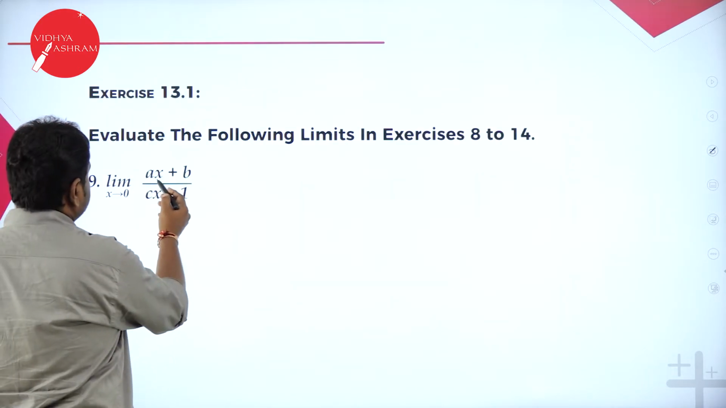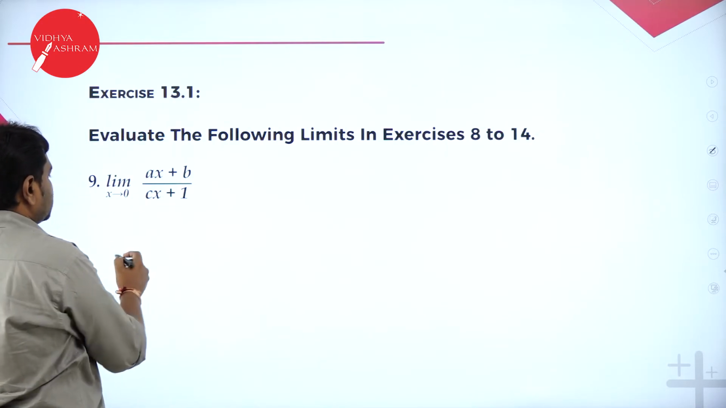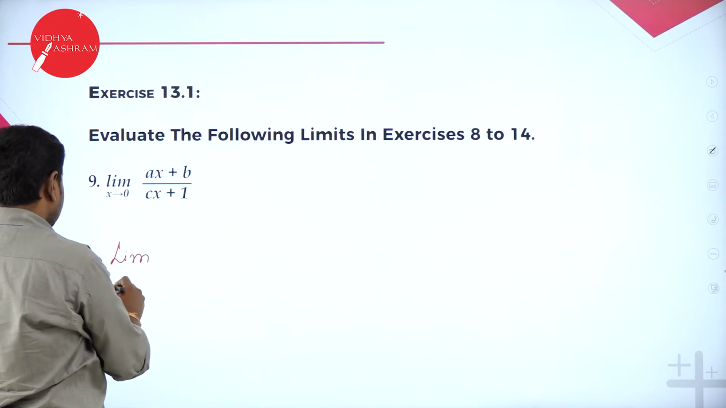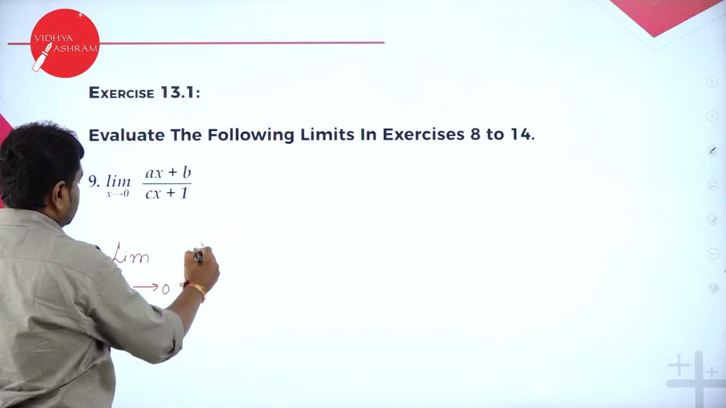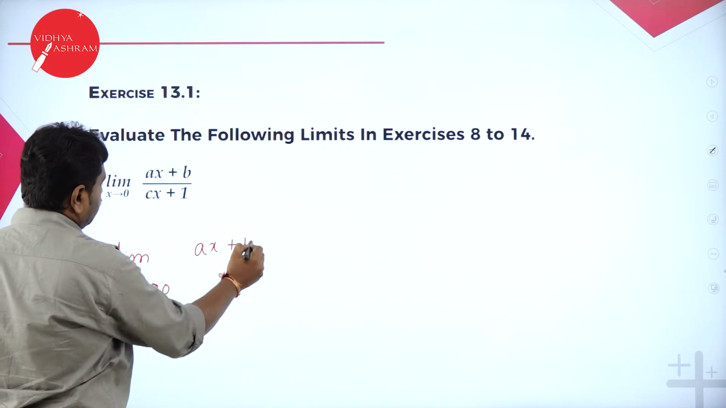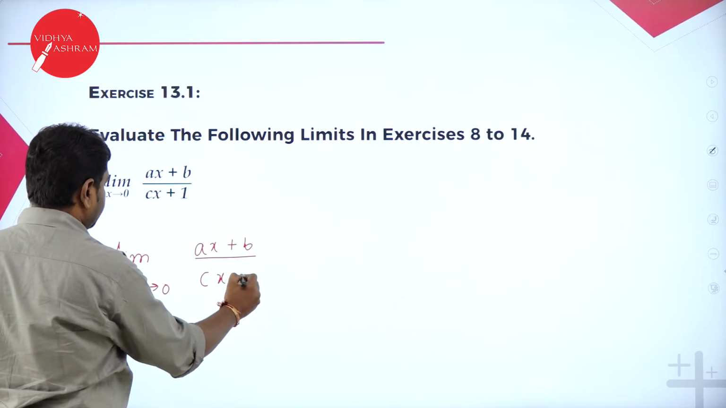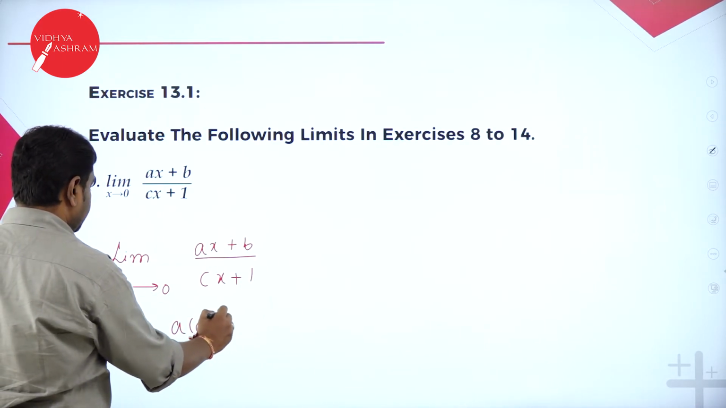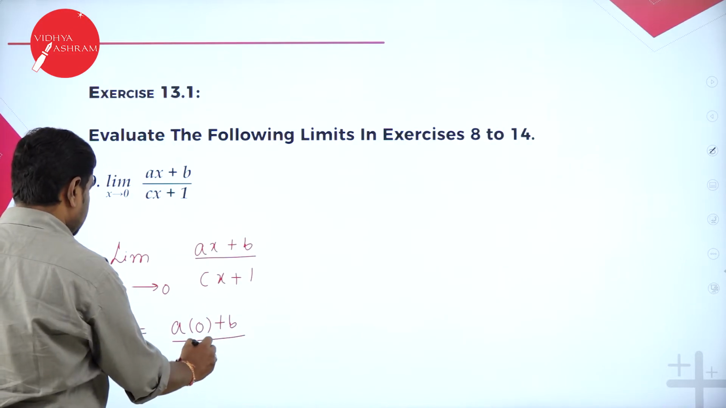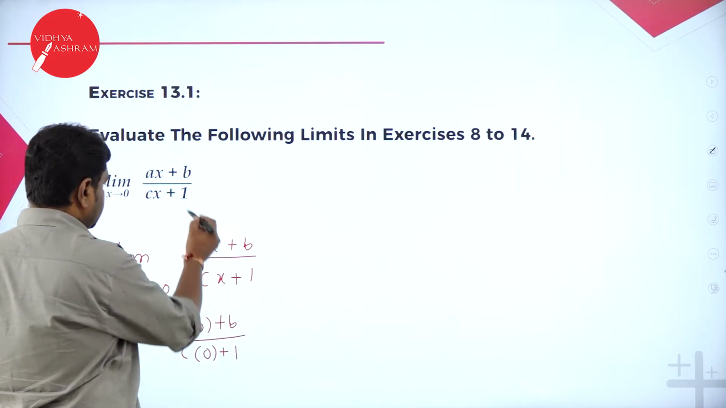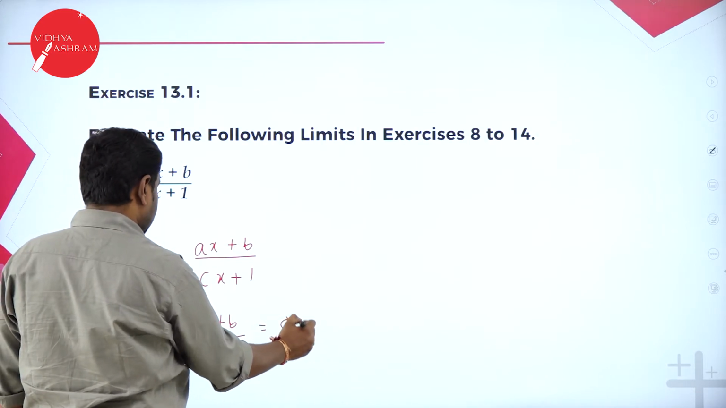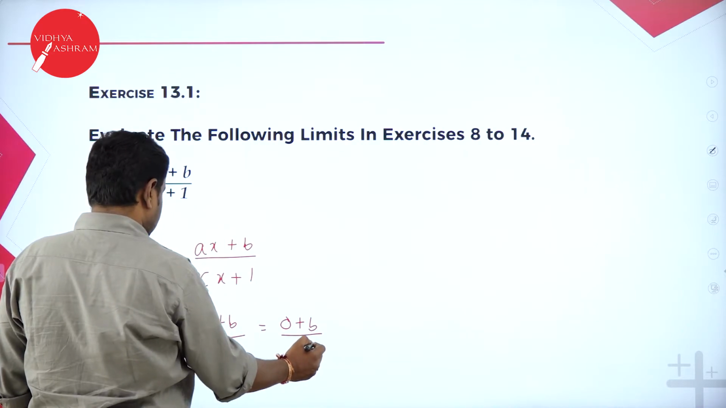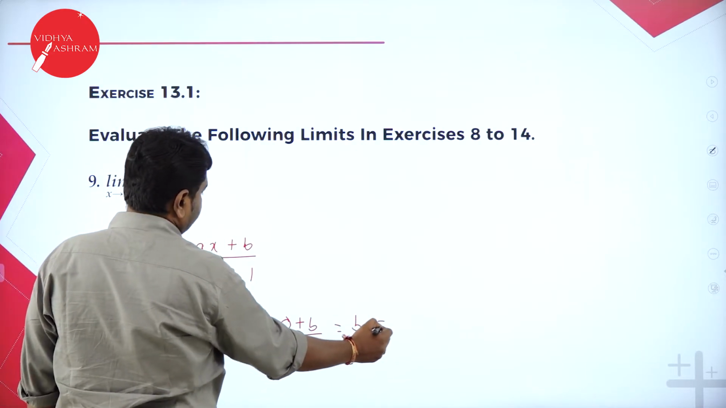So now limit x tends to 0, (ax plus b) divided by (cx plus d). In the place of x, put 0. So limit x tends to 0, (ax plus b) by (cx plus d), sorry, (cx plus 1). In the place of x, if I put 0, a into 0 plus b divided by c into 0 plus 1. So c into 0 is 0, a into 0 is 0, plus b by 0 plus 1. So answer is b by 1, or b.